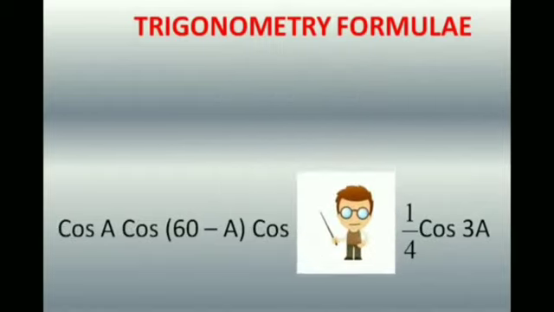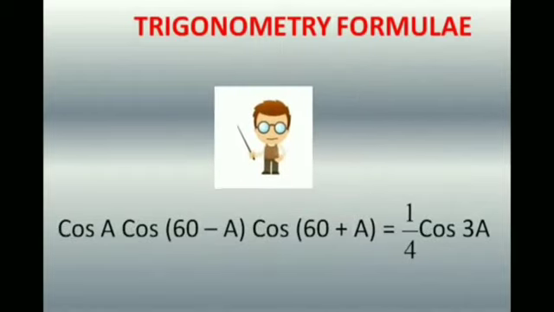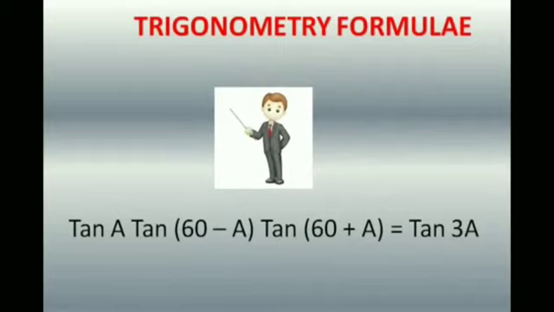Same way, you can say cos a into cos(60 minus a) into cos(60 plus a) is 1 by 4 cos 3a. You can derive this formula. Once you expand the LHS, you will get whatever is there in the RHS very easily. tan a into tan(60 minus a) into tan(60 plus a) is just tan 3a.